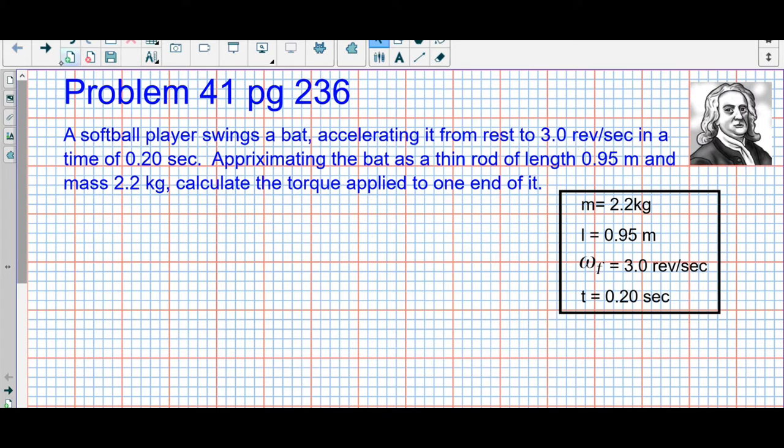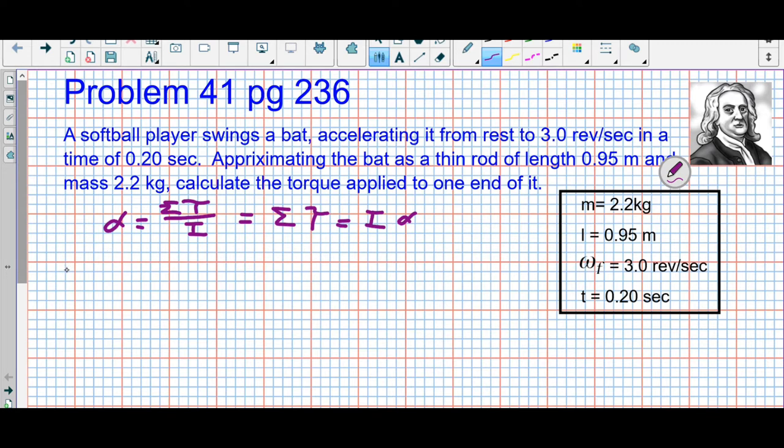Okay, so ultimately what I'm going to do here is use Newton's second law for rotation. So we're going to do alpha equals net torque divided by I, which we'll rearrange and write as net torque equals I times alpha. So we need to find the moment of inertia I, and we also need to find the angular acceleration alpha, and then we can multiply those together to get our answer.